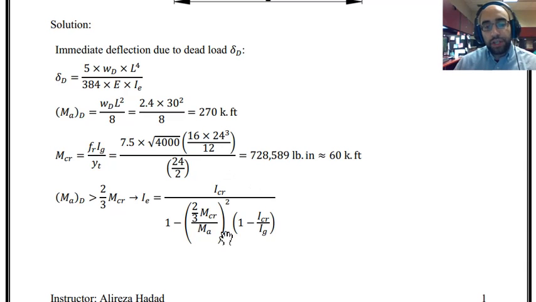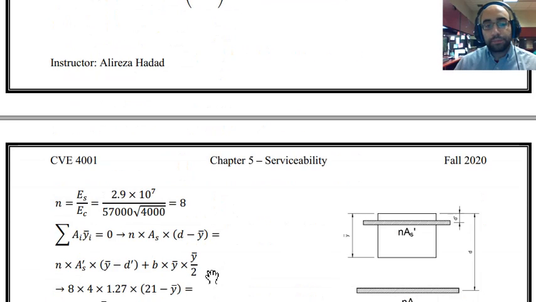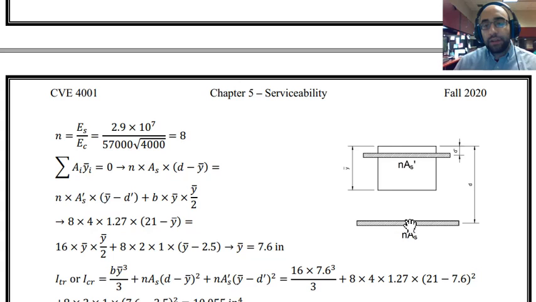In this equation, we have the cracking moment, we have the applied moment, MA, which is 270. What we don't have is the cracked section moment of inertia, ICR. For finding that, I have to consider this transformed section. The section has cracked, so concrete in the tensile region is removed. We have to consider the transformed area of steel because it is a composite section.